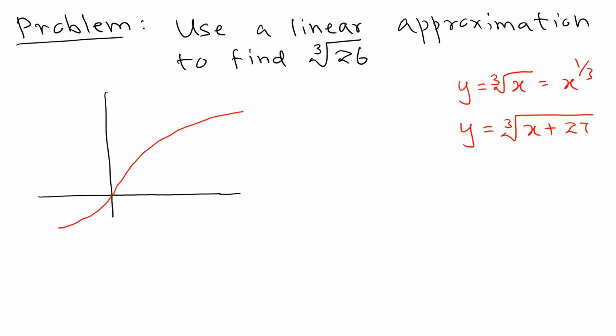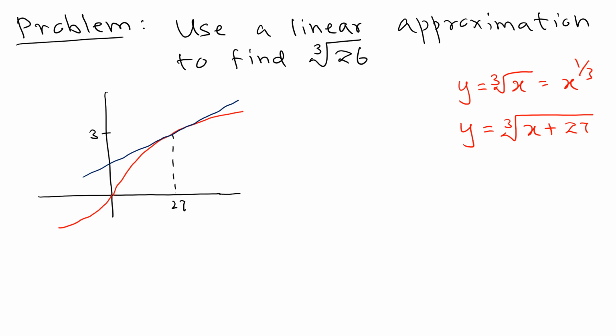So this is the graph you're going to get. This is different from the square root function, because we have both sides for this one, positive and negative, because you can find the cube root of any number. Now we can draw the tangent line near 27. The cube root of 27 is 3. So that means we just try to find the equation of this line. This is not that difficult.